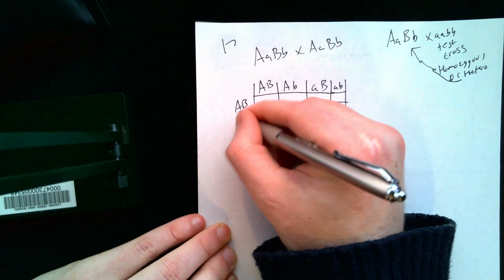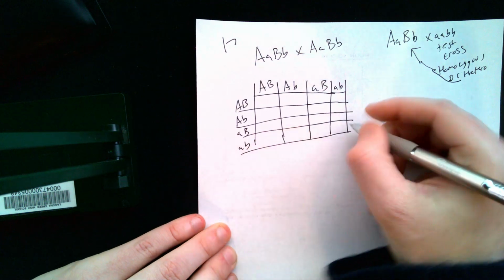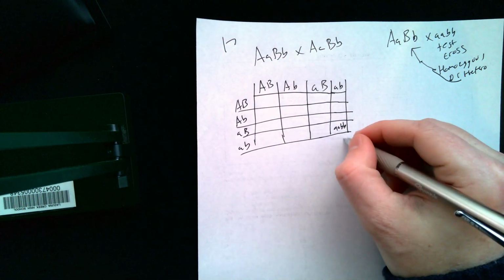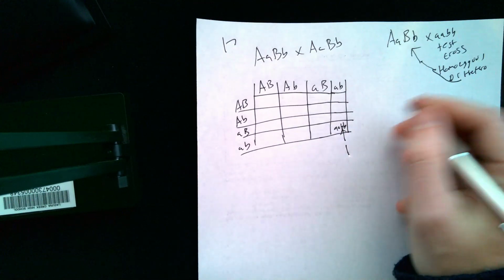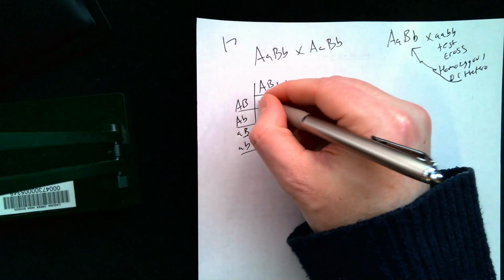Okay, and then we'll do it the same. Okay, and then you fill out the box, right? Little a, little b. And this one is recessive. It is the only one that will be recessive for both traits.